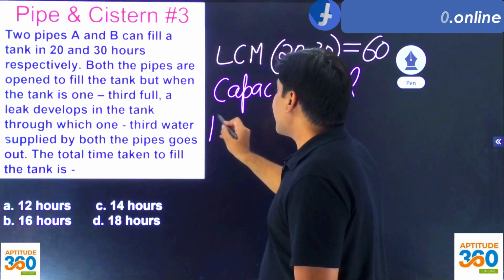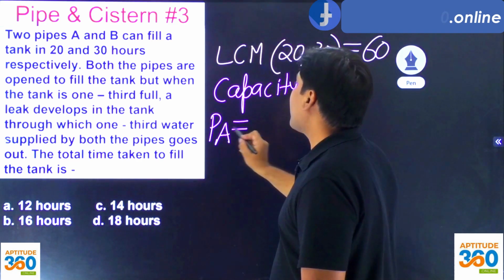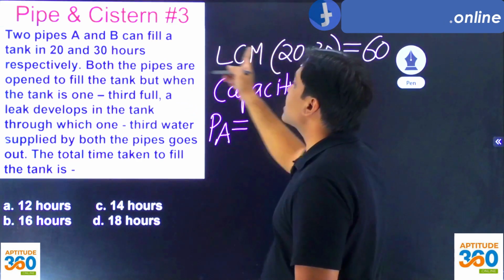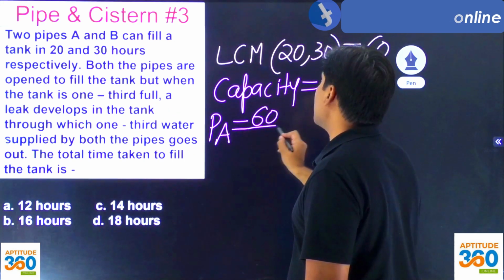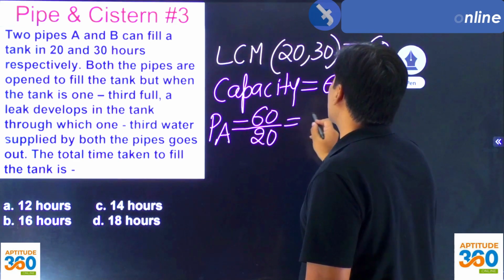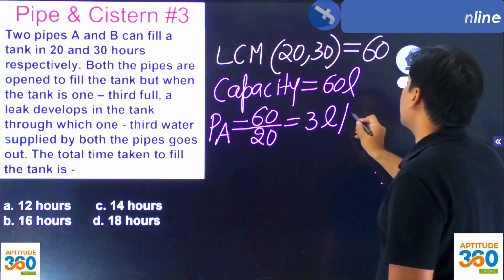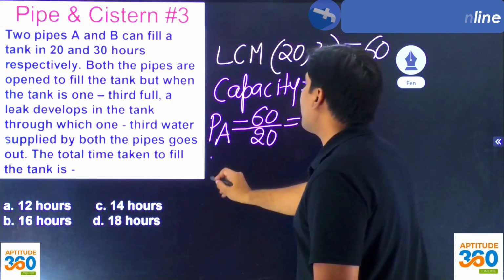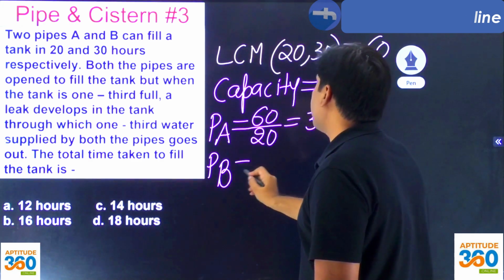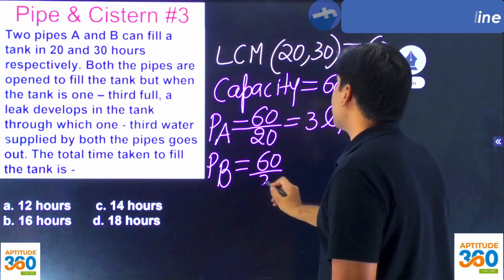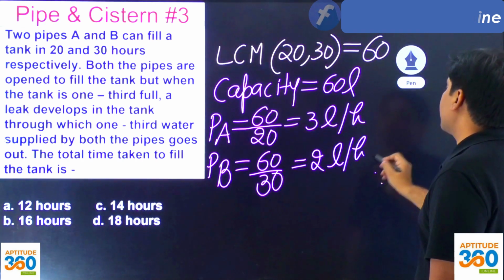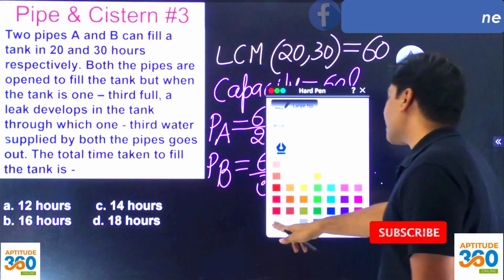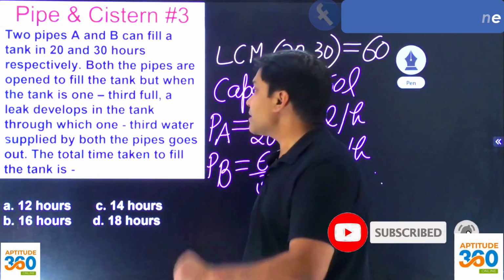सो पाइप A क्या करेगा? पाइप A का रेट निकाल दो. Pipe A fills this entire 60 liters in 20 hours. सो पाइप A का रेट कितना निकल गया? 60 over 20, that is 3 liters per hour. How about pipe B? Pipe B fills this entire tank in 30 hours. So this is going to be what? 2 liters per hour. ये तो आप LCM मेथड में करते ही करते हो, ठीक है जी.